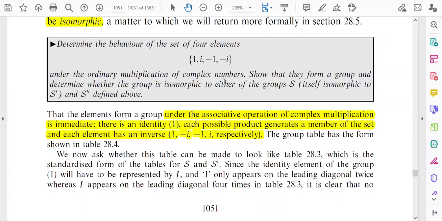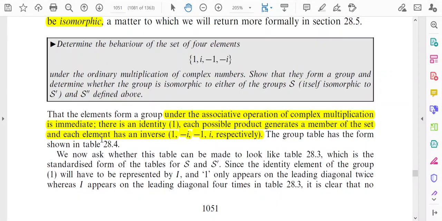So the law of combination is the ordinary multiplication of complex numbers, and we have to show that this set forms a group, and we have to determine whether the group is isomorphic to either of the groups S or S prime or S double prime. So we have already discussed three groups, S, S prime and S double prime, and we have to check whether this particular group is isomorphic to S or S prime or S double prime. So at first we have to show that this set of elements forms a group.